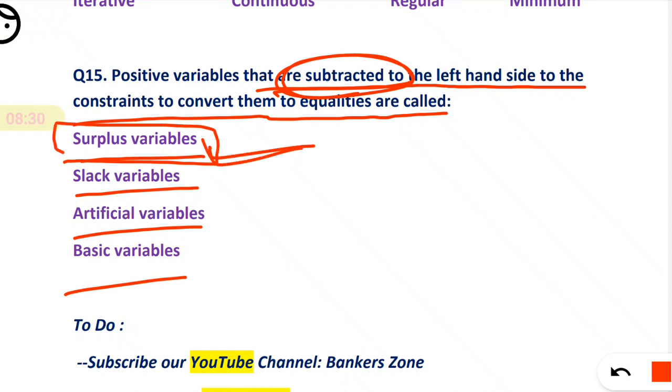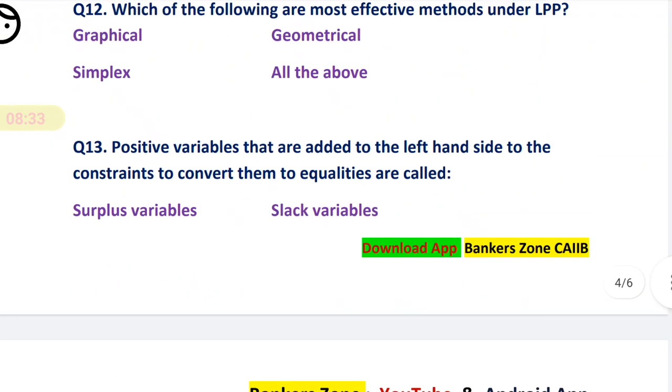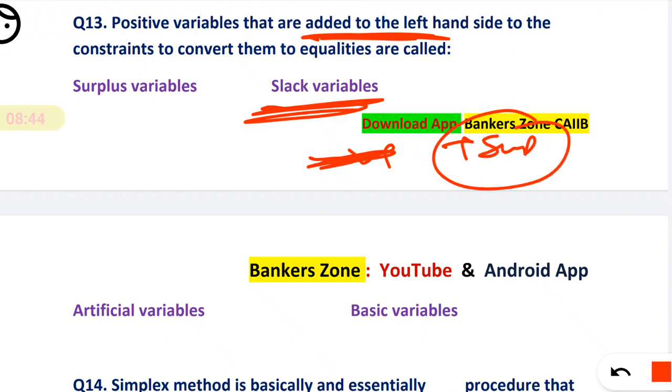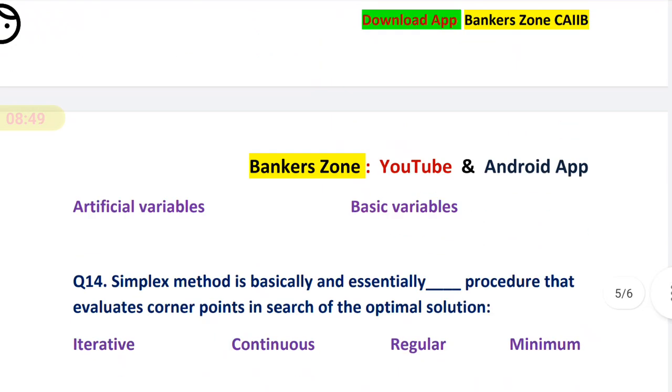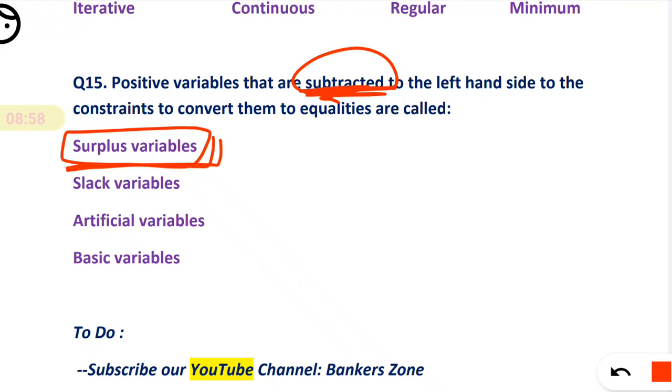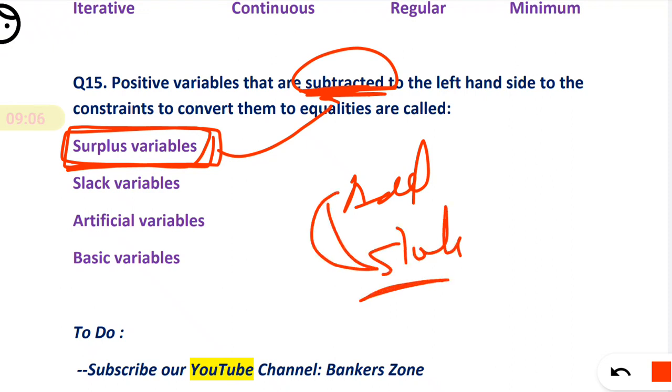Okay, we have discussed a similar question here. See, the positive variables which are added to the left hand side are the slack variables. If they are asking about subtracted, then it will be a surplus variable. Remember the difference. If these variables are added, it is a slack variable. And here in the 15th question, if the variables are subtracted, then we call it a surplus variable. We subtract because these have surplus. In this fashion you can remember. And when we add, we have slack. Add slack, subtract the surplus.